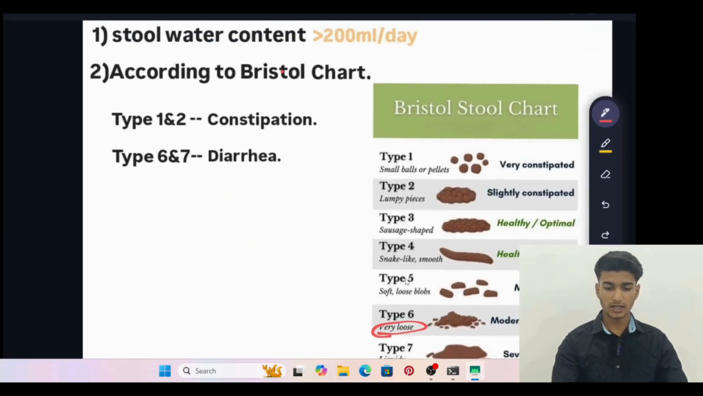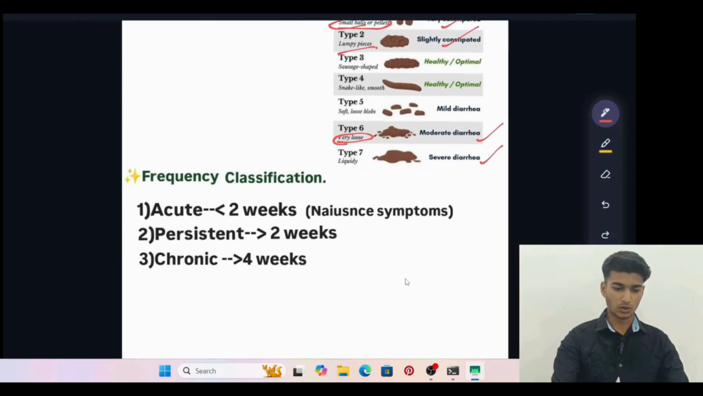And the first and the second types are referred to as constipation. If you see small balls or pellets, then it is very constipated. If you see lumpy pieces, then it is slightly constipated, not a major thing to look at.